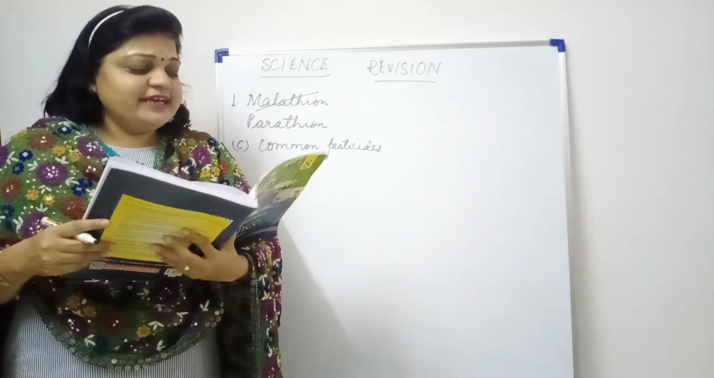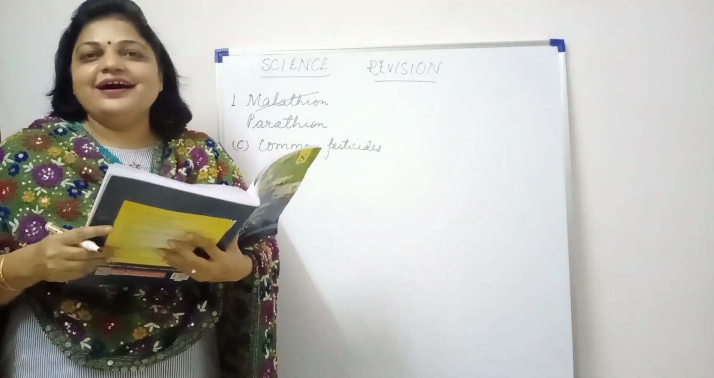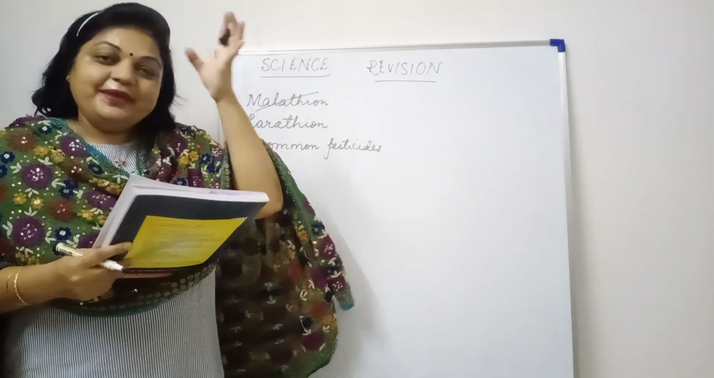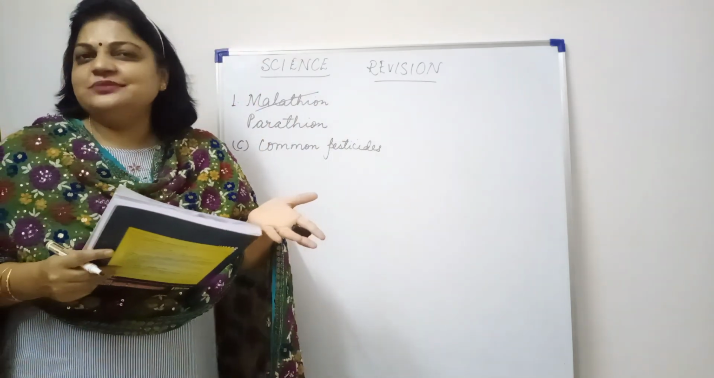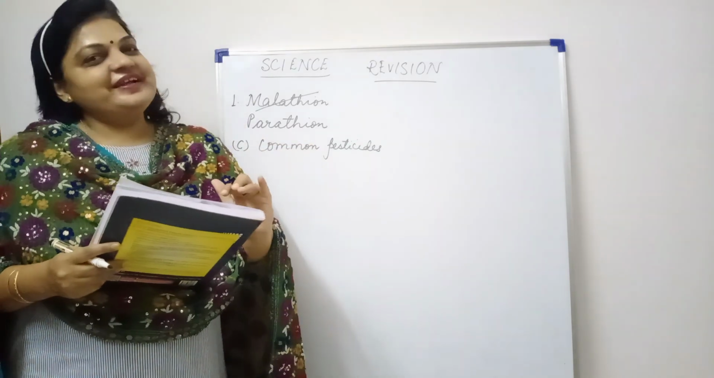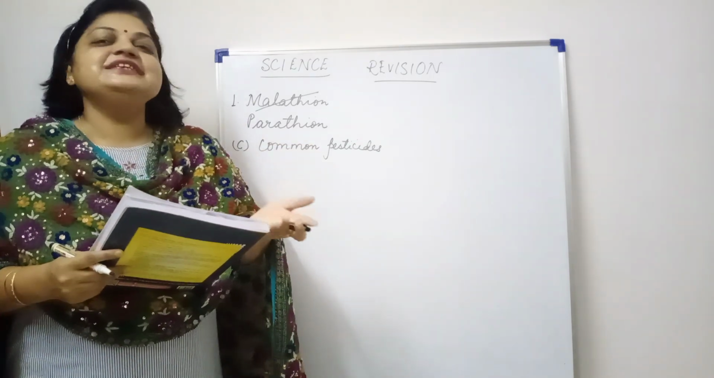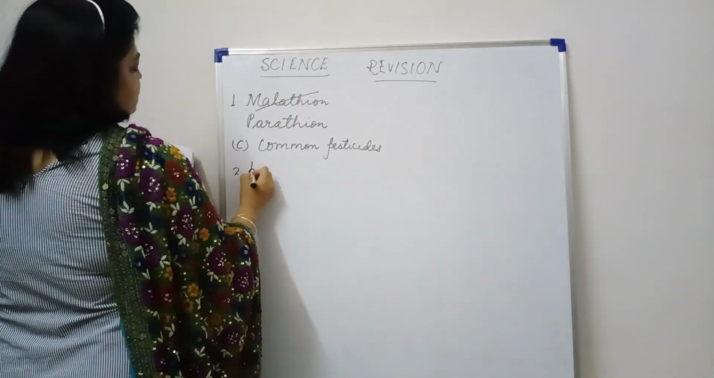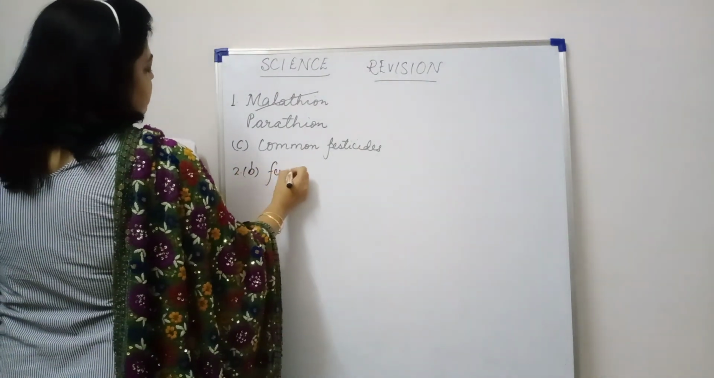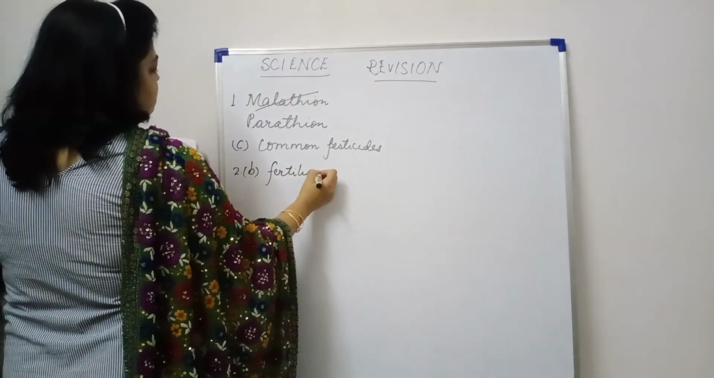Inorganic substances like NPK are called. NPK, as you know, it stands for nitrogen, phosphorus, potassium. CAN, it stands for calcium ammonium nitrate, and these are the examples of fertilizers. So the correct answer is B, which is fertilizers.